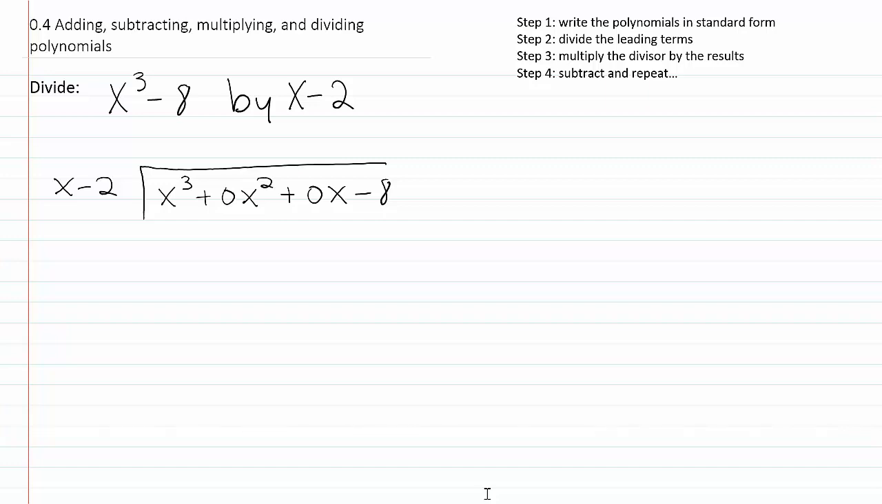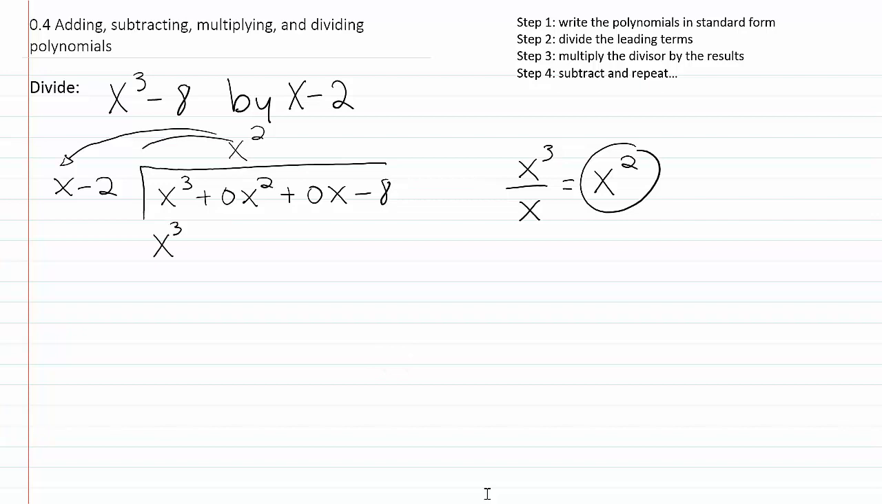All right, so let's begin by saying x to the third divided by x gives us a result of x squared. So x squared is the first part of my quotient. So I'll put my x squared up here, and I'll go ahead and distribute it into the rest of the divisor. So x squared times x, of course, gives you x to the third, and then x squared times negative 2 will give you minus 2x squared.